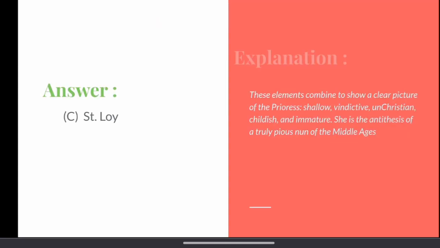option C, Saint Loy. Okay, so these elements combine to show a clear picture of the prioress. The prioress is a shallow, vindictive, unchristian, childish and immature woman. She is the antithesis of a truly pious nun of the Middle Ages. So the character of the prioress is a satire on the age, and Chaucer has depicted the character of the prioress as completely opposite to that of a usual or mundane prioress, which were there in the time of Chaucer. Okay, moving on to the next question.